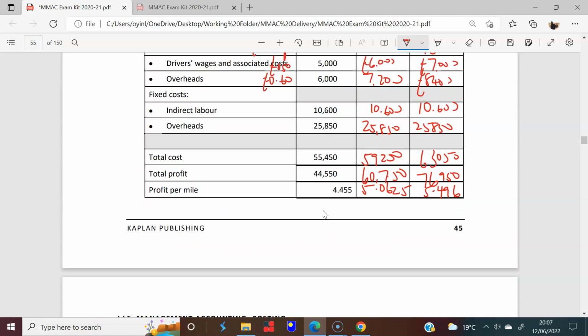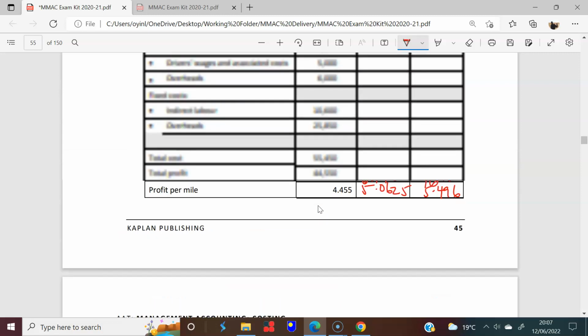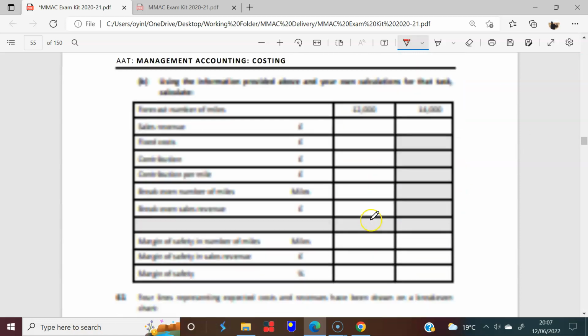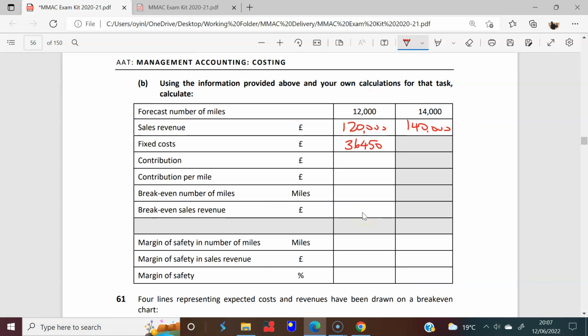You have fixed costs, the total fixed cost of these two things. Those are your fixed costs. And so your fixed costs are the 10,600 plus the 25,850, and that gives you 36,450. 36,450. Then you have a contribution.